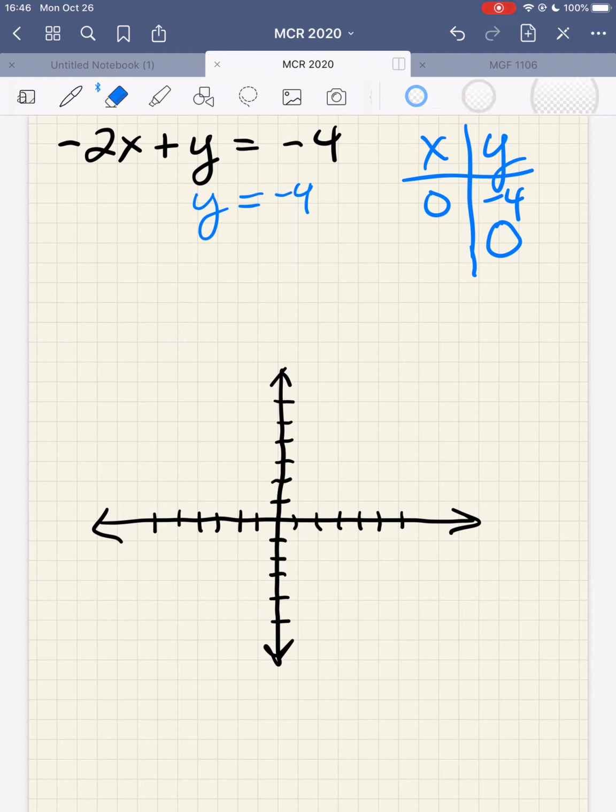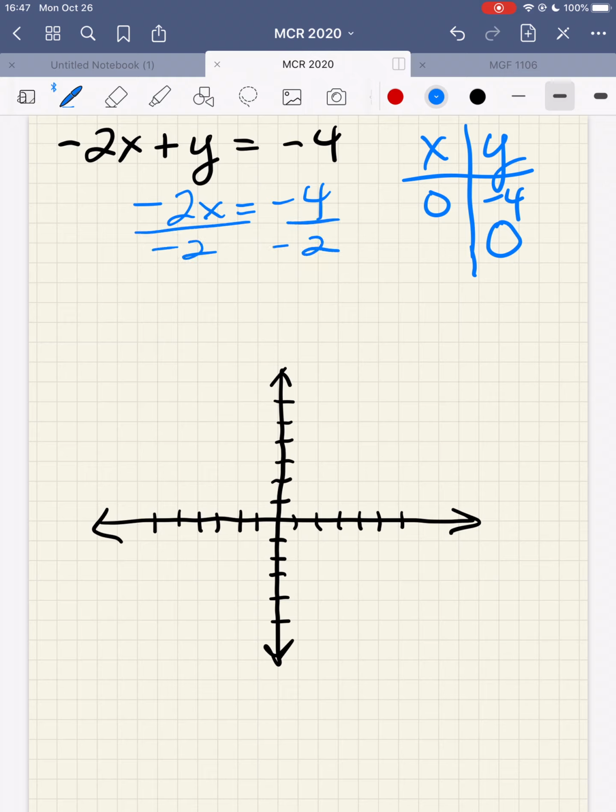Okay? So let's go ahead and look at the other value. So now I have y is equal to 0. When this is equal to 0, it goes away. Okay? So I'm left with 2x is equal to negative 4. You divide by negative 2. So the sign cancels as well. And x is equal to, negative divided by negative is a positive, and 4 divided by 2 is 2. So I have 2 points. I have (0, -4), and I have (2, 0).